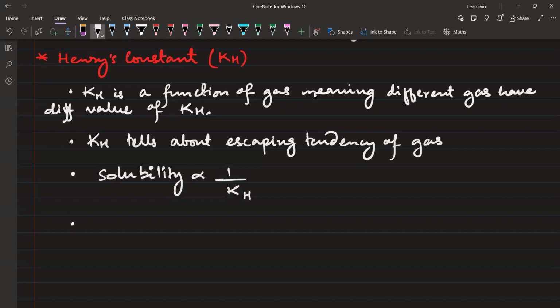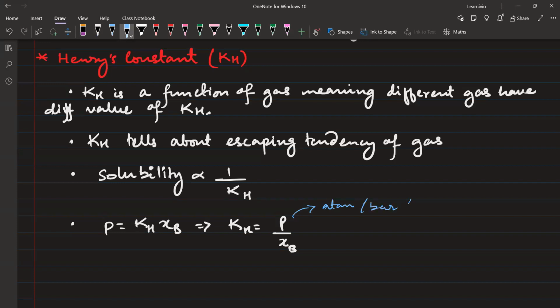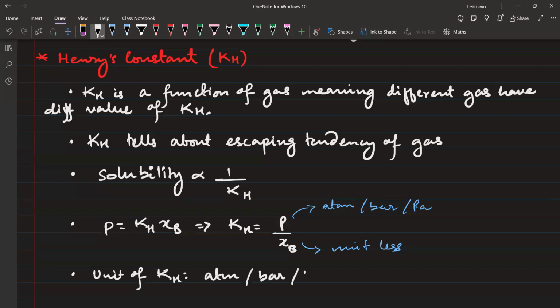Next is the unit. We know that P is equal to KH into chi B, so we can write KH equal to pressure divided by chi B. Pressure will have units such as atm, bar, pascal. Chi B is unitless. That's why the unit of KH will be the same as that for pressure: atm, bar, pascal, or mm of Hg. All of these are different units of KH.